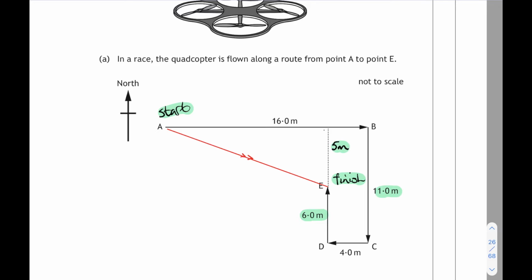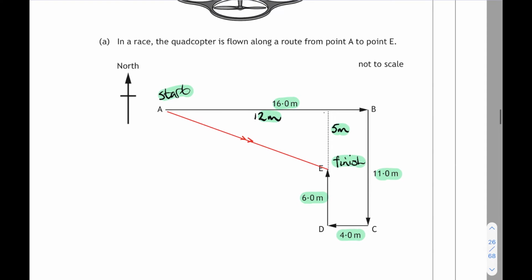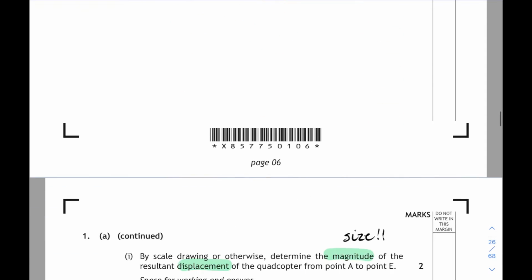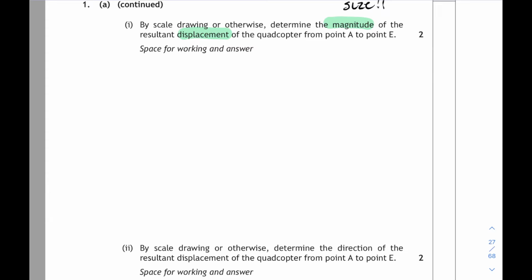And we could say the same thing horizontally. It's gone 16 metres from left to right and then 4 metres back the way. So the horizontal side of that right angle triangle is only 12 metres long. Now, if we just think about that right angled triangle then, we can either do a scale diagram or we can use a little bit of trigonometry.